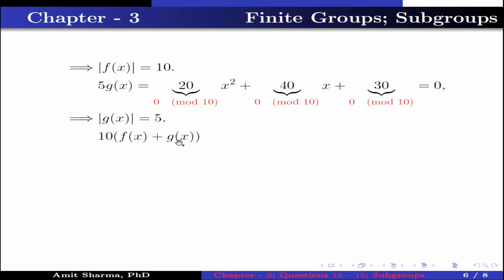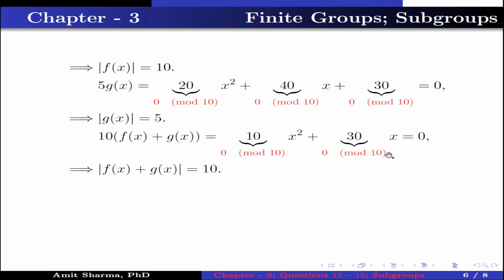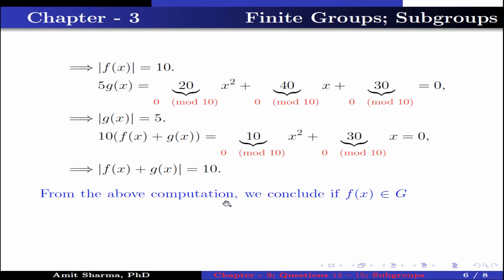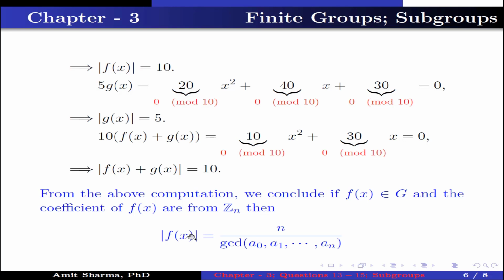Again, 10 times (f(x) + g(x)) is equal to 10x^2 + 30x. This is 0. Why is it so? Because 10 is 0 under mod 10, and 30 is 0 under mod 10. This implies the order of f(x) + g(x) is 10. Now from the above computation, we conclude if f(x) belongs to G and the coefficients of f(x) are from Z10, then the order of f(x) is equal to n divided by GCD of a_0, a_1 up to a_n.